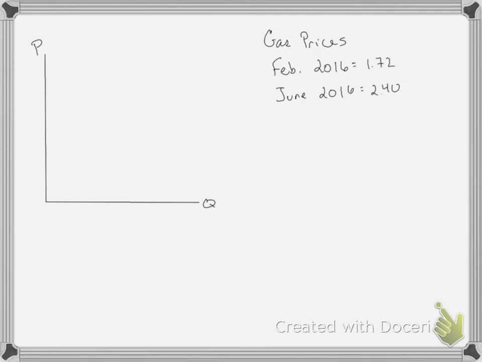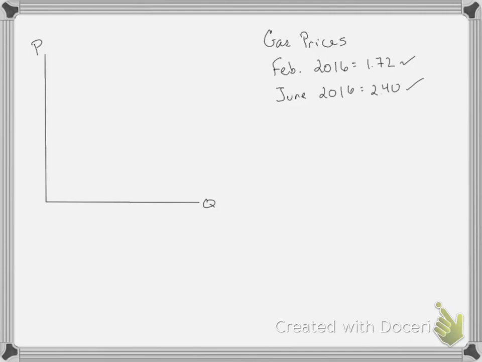So the question starts off by saying we've got a couple pieces of information about gas prices. In February 2016, we had an average gas price of $1.72 across the country. This increased to $2.40 by June 2016. That's only 4 months, and we've got a 40% increase in gas prices. So, how could this have happened? Why is this actually occurring?